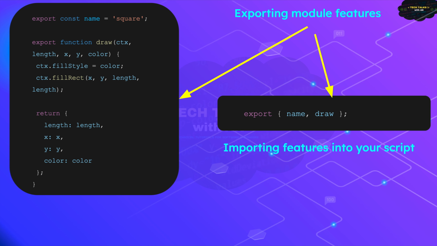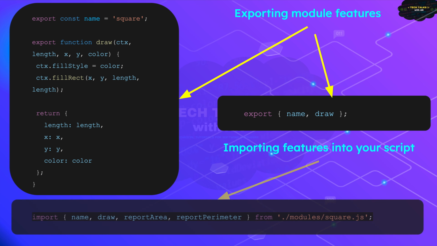Once we have exported these functions or values from one file, to use them in another file, we need to import them into our script. So let's see an example for that. Suppose we have a file square.js which contains many exported functionalities, and we are importing from that file name and draw, which are already written here, and there are other functions in that file, which are report area and report perimeter. So that's how we export modules and we import modules.